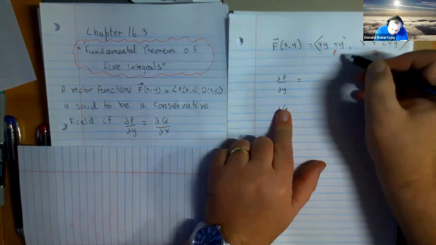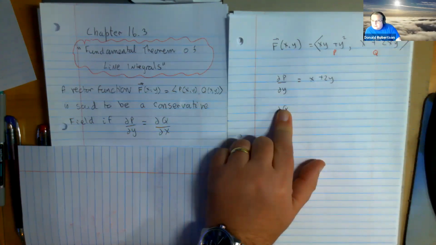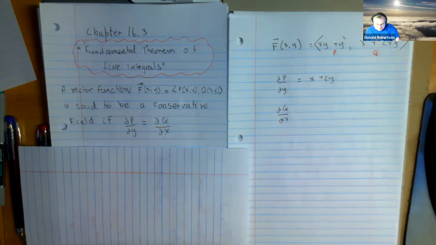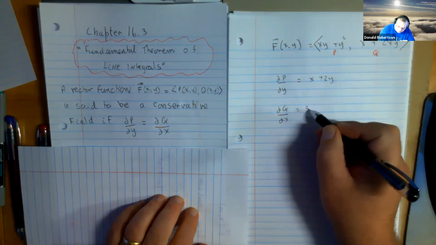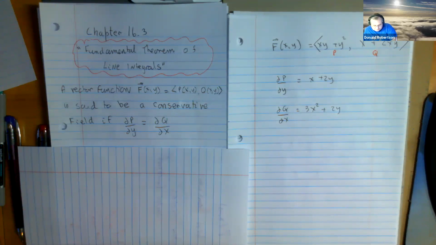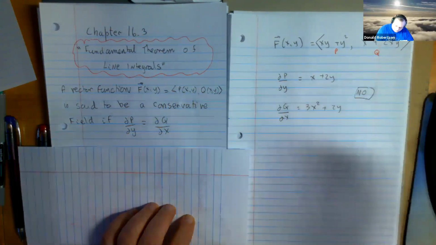If you differentiate this with respect to y, would you agree you get x plus 2y? Happy with that? Now, what happens if you differentiate this fella here with respect to x? Well, you get 3x squared plus 2y. Agreed? Is this a conservative field? No. So nope, and the question's over.